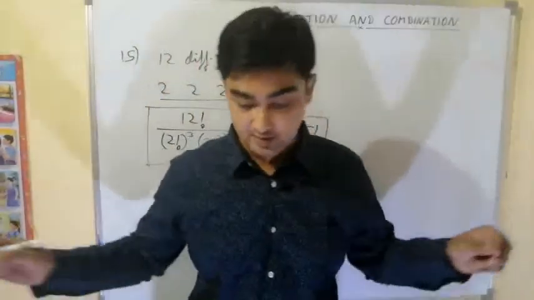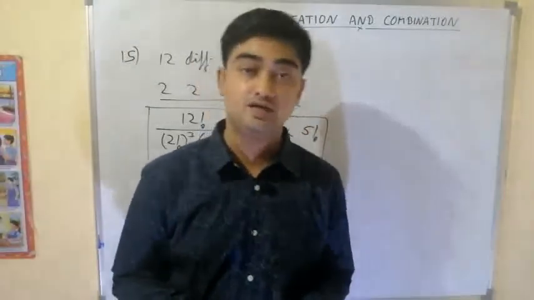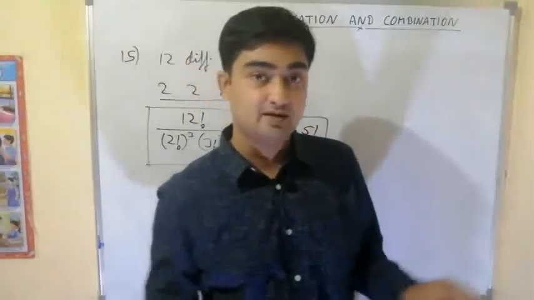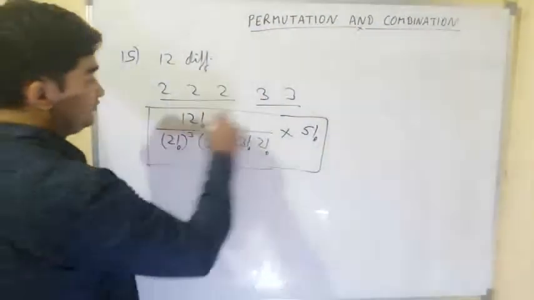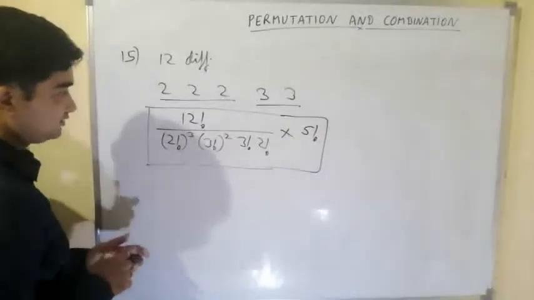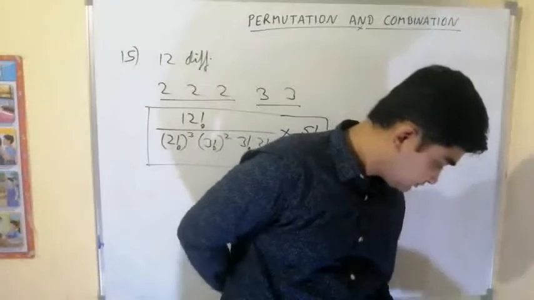First we'll arrange any one person in front of any group. Then they can interchange their positions, that is, 5 persons can arrange in 5 factorial ways. They can go to any group. So total number of arrangements are this into 5 factorial. So all the 3 cases we have seen.